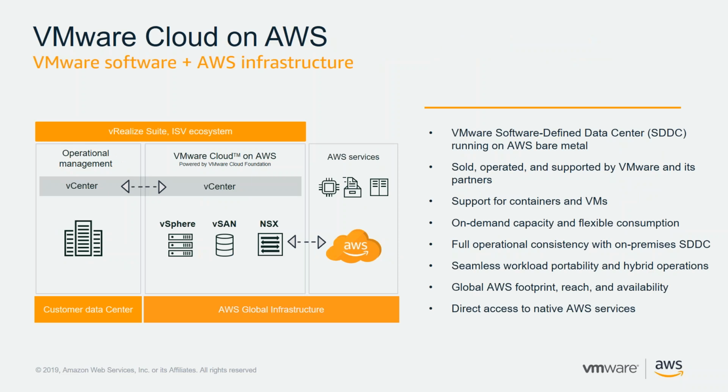So enter VMware Cloud on AWS. VMware Cloud on AWS is a software-defined data center that runs on AWS bare metal resources. It is sold, operated, and supported by VMware. It has support for containers and virtual machines as well. It offers on-demand capacity and flexible consumption as well.